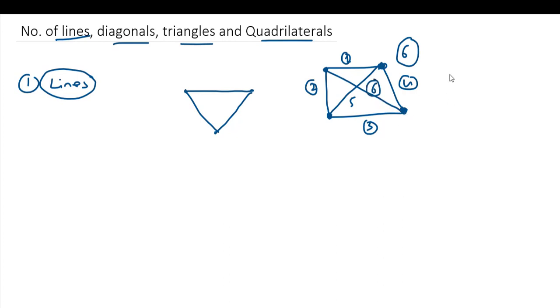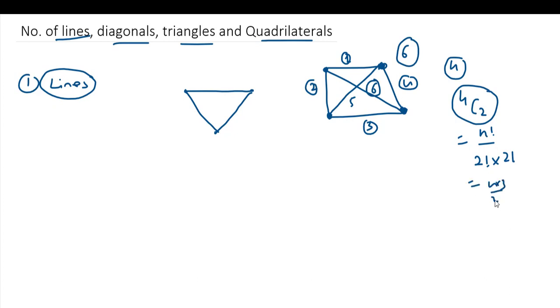So what we are basically doing is, from the given set of 4 points, we are selecting any 2 points. So this selection of 2 points out of these 4 points can be done in 4C2 ways. So this will give us the value as 4 factorial divided by 2 factorial into 2 factorial, which will come out to be 4 into 3 by 2, which will give us the answer as 6. So we can draw 6 lines from a group of 4 points.